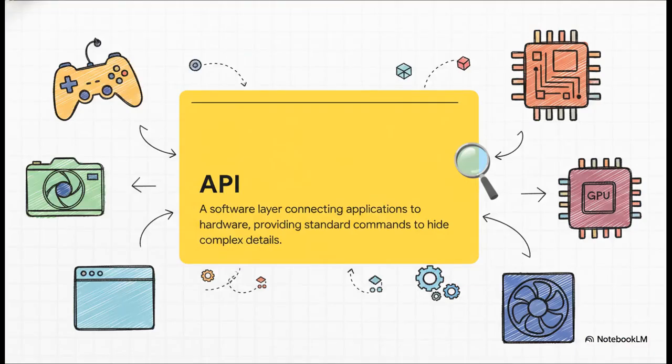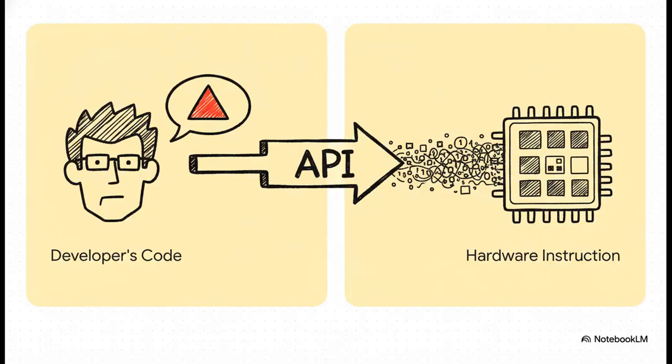So an API, that stands for Application Programming Interface, is basically a universal translator. We call it a high-level abstraction, which is just a fancy way of saying it hides all the messy, super complicated details of your specific graphics card. Instead, it gives developers a nice, standard, simplified set of commands to work with. Super convenient, right? And here's the crucial part.